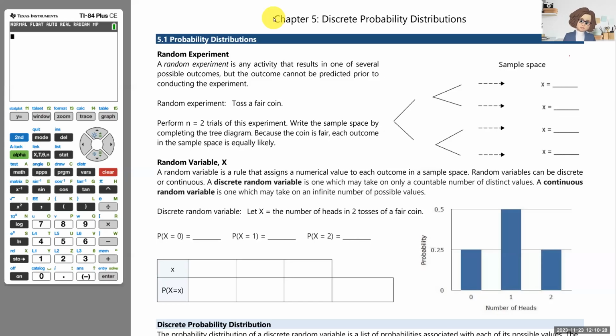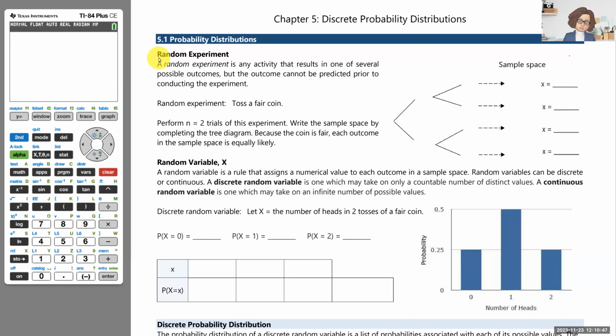Welcome. We now begin Chapter 5, titled Discrete Probability Distributions. So we'll be expanding on the foundations of probability that we've established and now move forward and describe what are called probability distributions. So first, let's start with the definition of a random experiment.